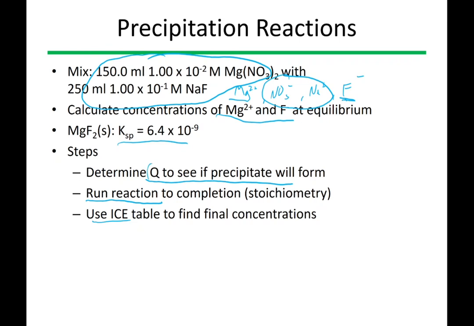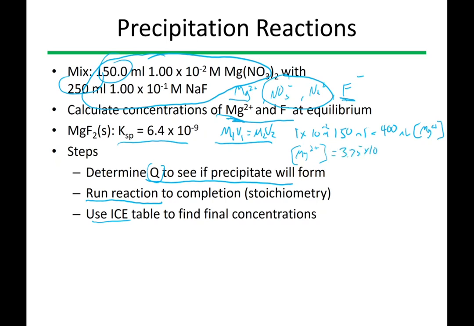So to determine Q, first we need to find the concentration of everything. So for the concentration of magnesium, we're going to have to use this equation for making dilutions that we learned in a previous chem class. So we'll start with our initial concentration of magnesium times its initial volume, and that would be equal to the final volume, since we're adding these two solutions together, times its final concentration. And this gets us a final concentration of magnesium that is equal to 3.75 times 10 to the negative third molar. If we do the same thing for fluoride, we get a concentration of 6.25 times 10 to the negative 2 molar.